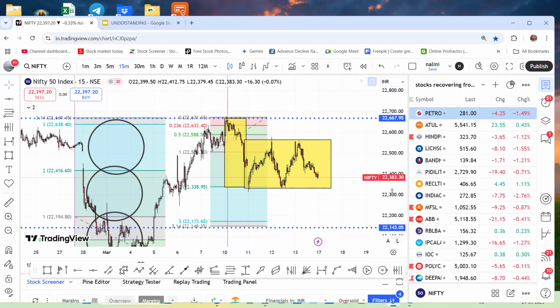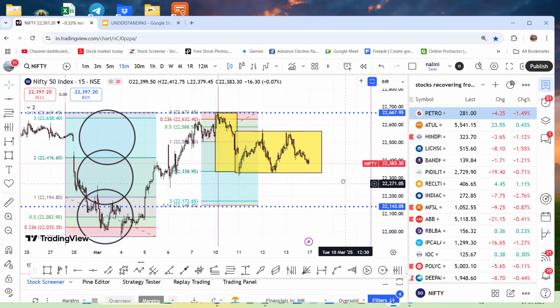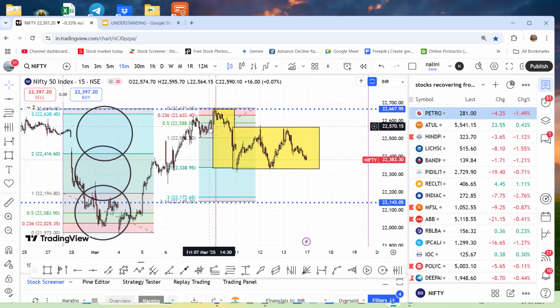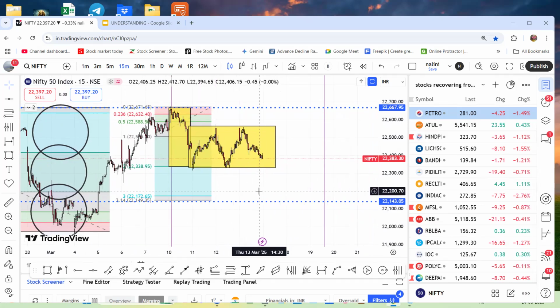Okay, where is this time? I mean, where will these three cycles end? If I measure this range from that range, my squaring of the three cycles comes at 22,147 to 22,172. So I don't know when it is going to square.